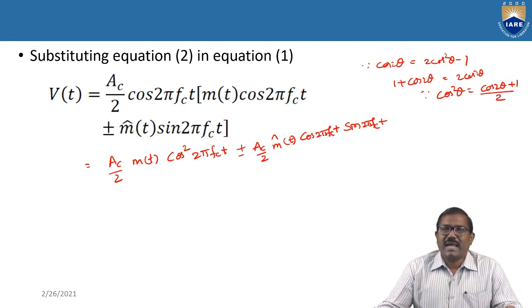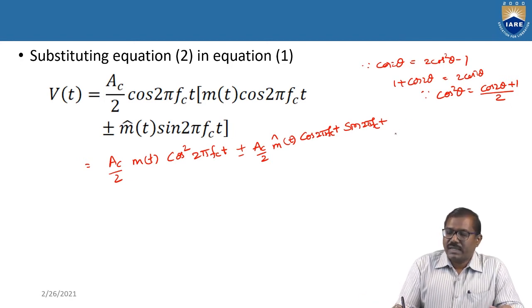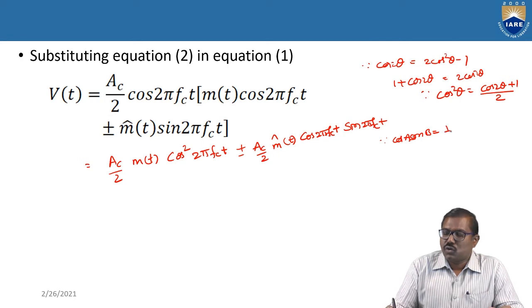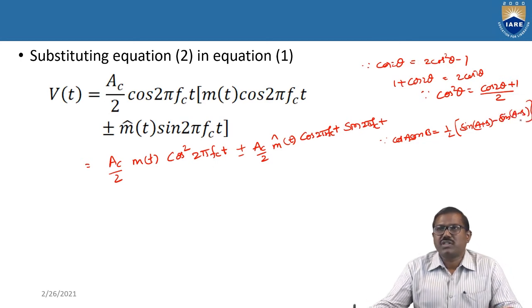So sin of A plus B minus sin of A minus B gives 2 cos A sin B. But actually we want cos A sin B. So here I'm writing cos A sin B, which is equal to 1 by 2 of sin of A plus B minus sin of A minus B. So this is the equation you get for this cos A term and sin B term.